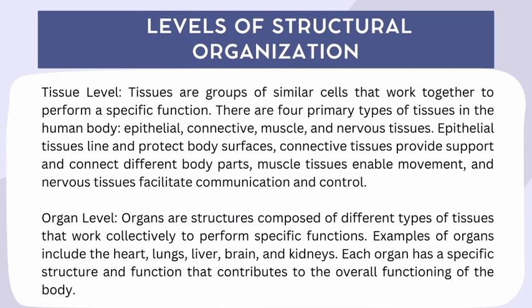Fourth, organ level. Organs are structures composed of different types of tissues that work collectively to perform specific functions. Examples of organs include the heart, lungs, liver, brain, and kidneys. Each organ has a specific structure and function that contributes to the overall functioning of the body.